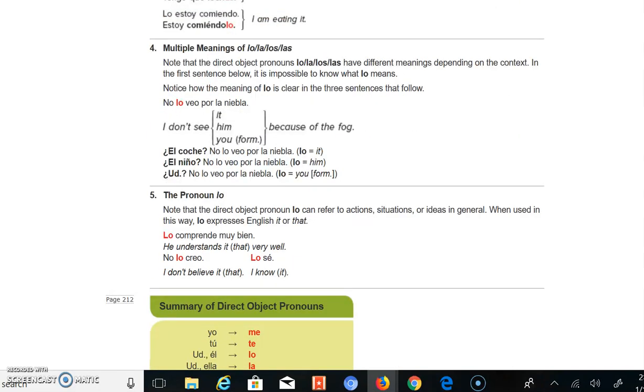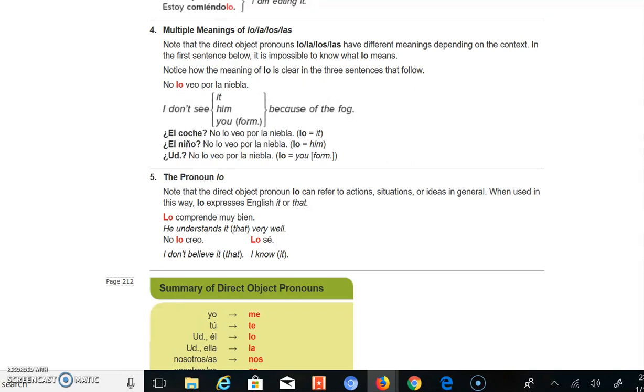Multiple meanings of lo, la, los, and las. They can have different meanings depending on what your referent is, what you're referring to. So sometimes it's unclear what the lo means, but it is clear what it means in the three sentences that follow. No lo veo por la niebla. I don't see. Lo could stand for it, him, or you. But whenever it is already stated, like el coche, no lo veo por la niebla, you know that it's el coche that lo is standing for because it has been mentioned before in some kind of context. The same thing with el niño and usted.